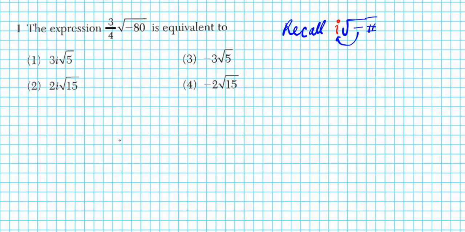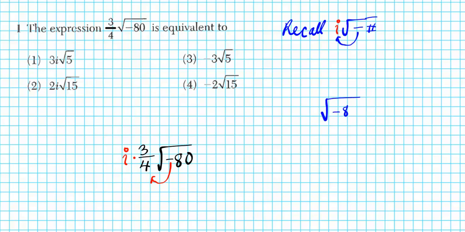Now, we are to find what's equivalent to the expression 3/4 root negative 80. Let's take a look at the minus here first. Based on what we talked about, what will this minus come out of the radical as? This minus will come out of the radical as an i. So an i will be multiplying this 3/4. And then we're going to break down this 80. Let's extract the radical piece, and then break it down completely.